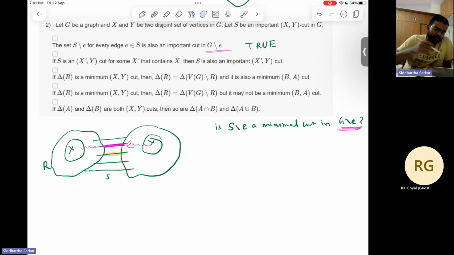So let me just draw this. Let us say that there is a set X dash which contains X, and S is an X dash Y cut for some X dash. Then S is also an important X Y cut. Is it talking about the X Y cut? We don't know what the intended question of the question designer is, so I'll just keep it on hold for now.